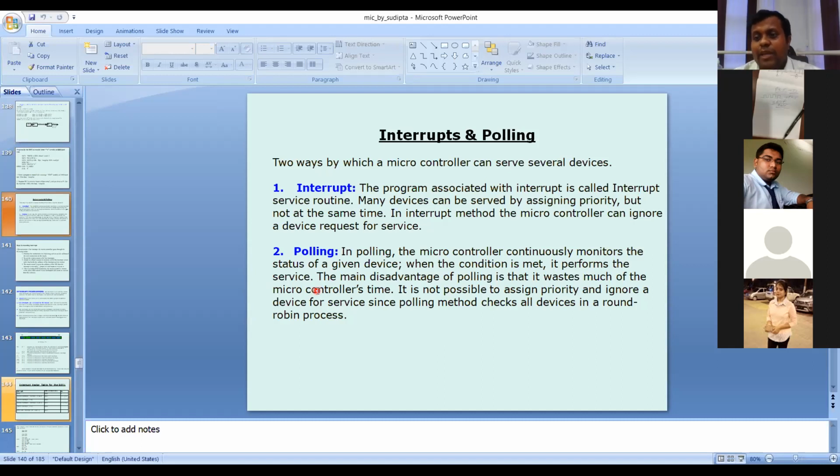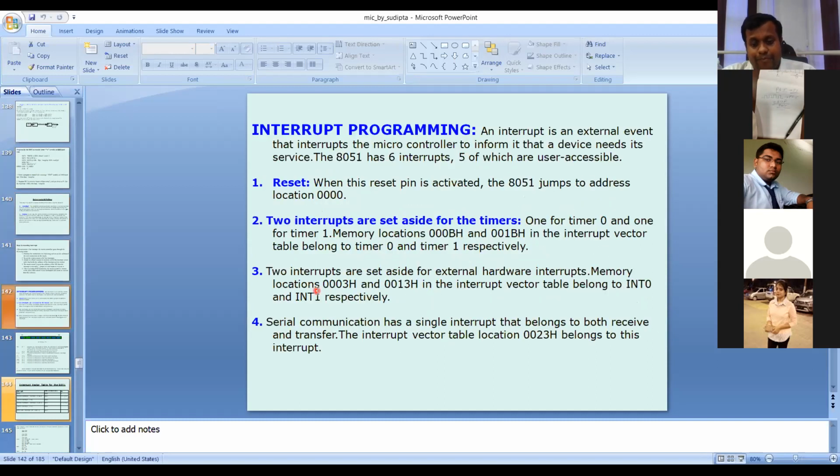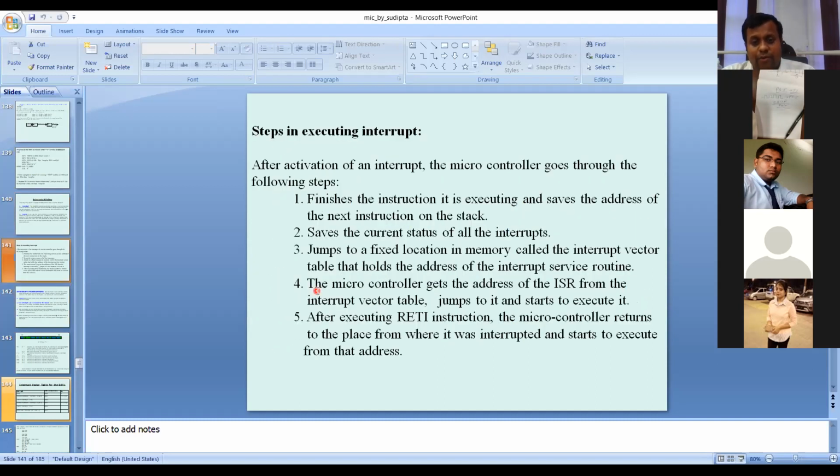In polling, after 5 minutes or 10 minutes or half an hour, I can ask this kind of question. But with interrupt, you can ask any question at any time. According to the priority, I will give answers one by one. That is the difference between interrupt and polling. So these are the steps of how an interrupt occurs.